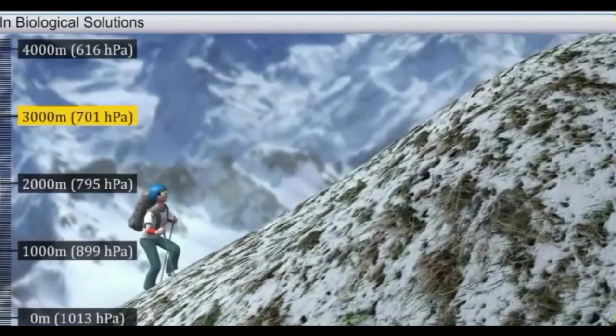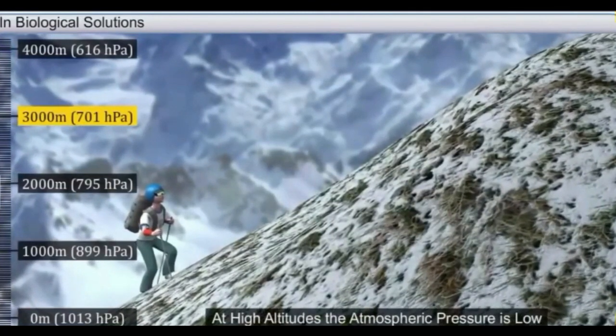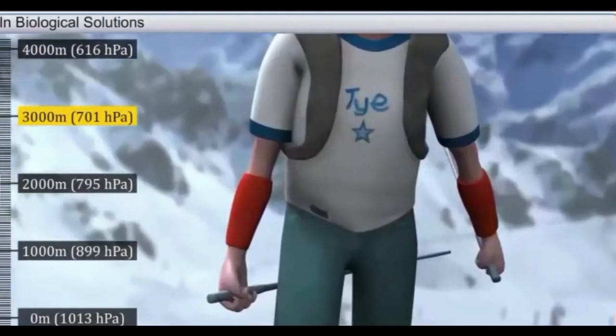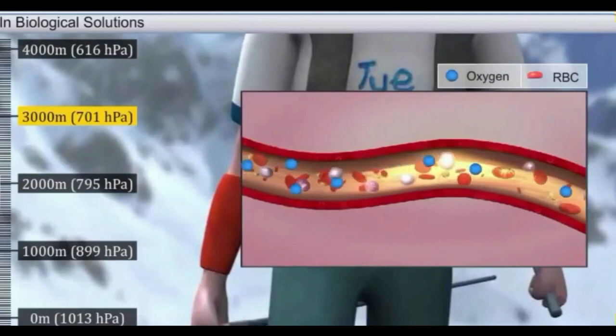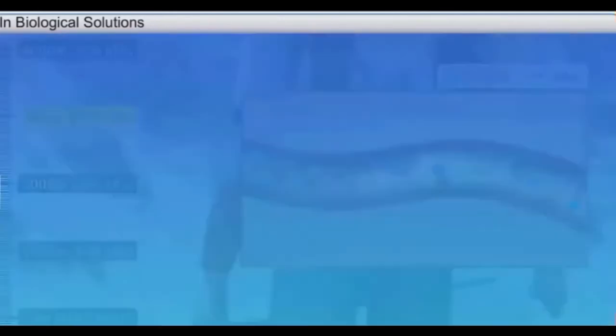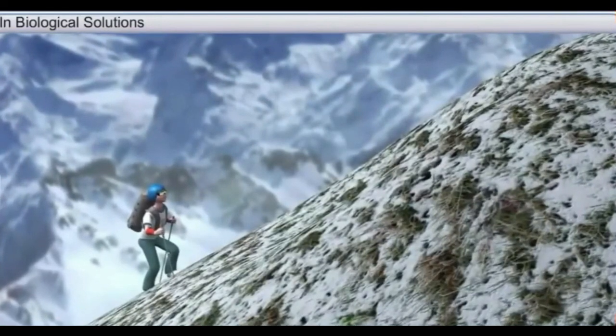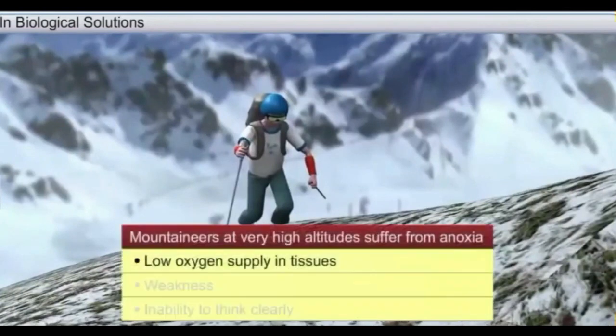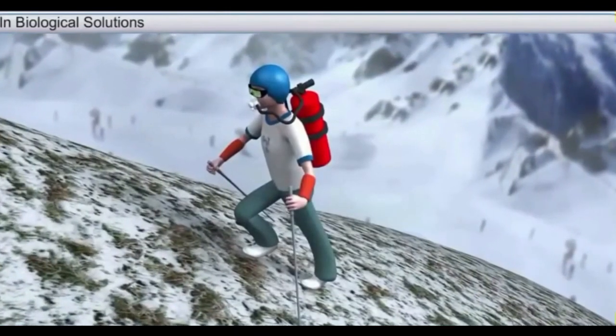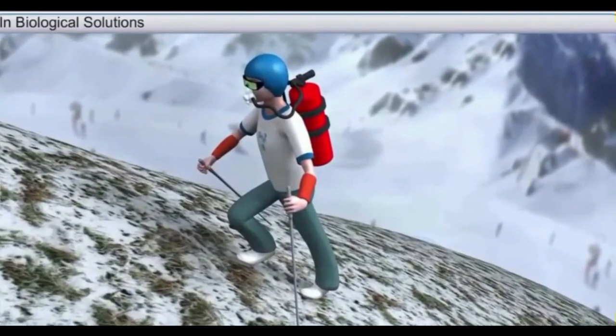On the other hand, at high altitudes, the atmospheric pressure is low and there will be less concentration of dissolved oxygen in blood and tissues. Therefore, mountaineers at very high altitudes suffer from anoxia, which is low oxygen supply in the tissues, accompanied by weakness and inability to think clearly. That is why mountaineers carry oxygen cylinders at high altitude.